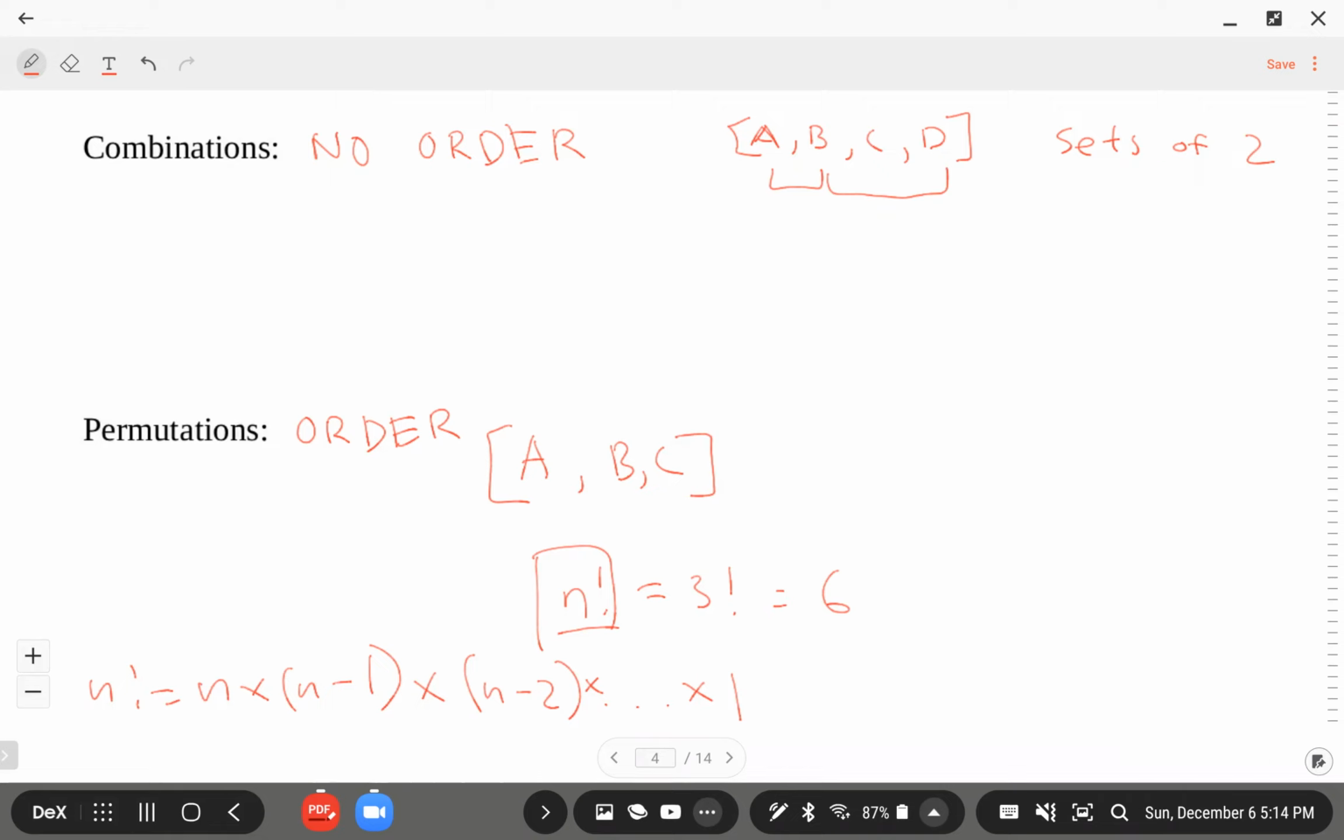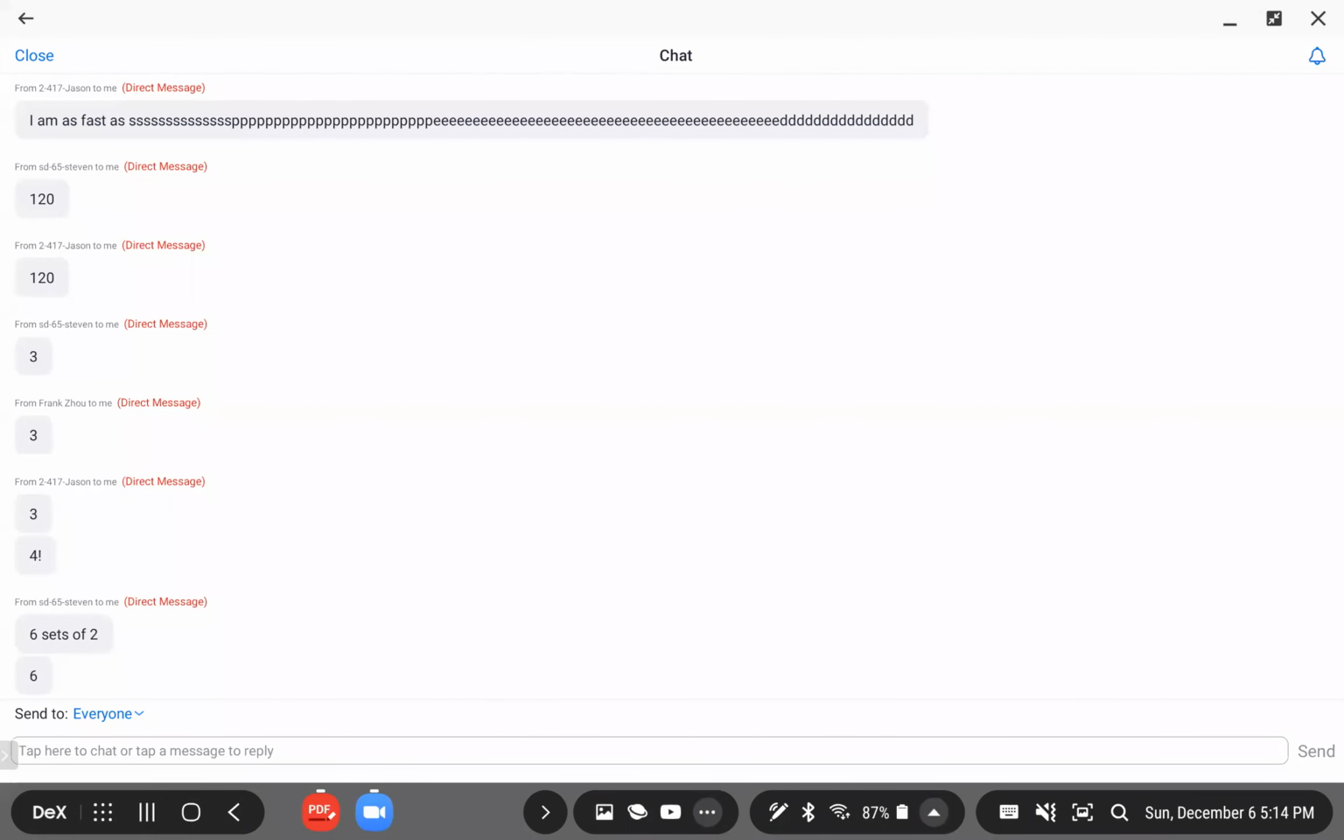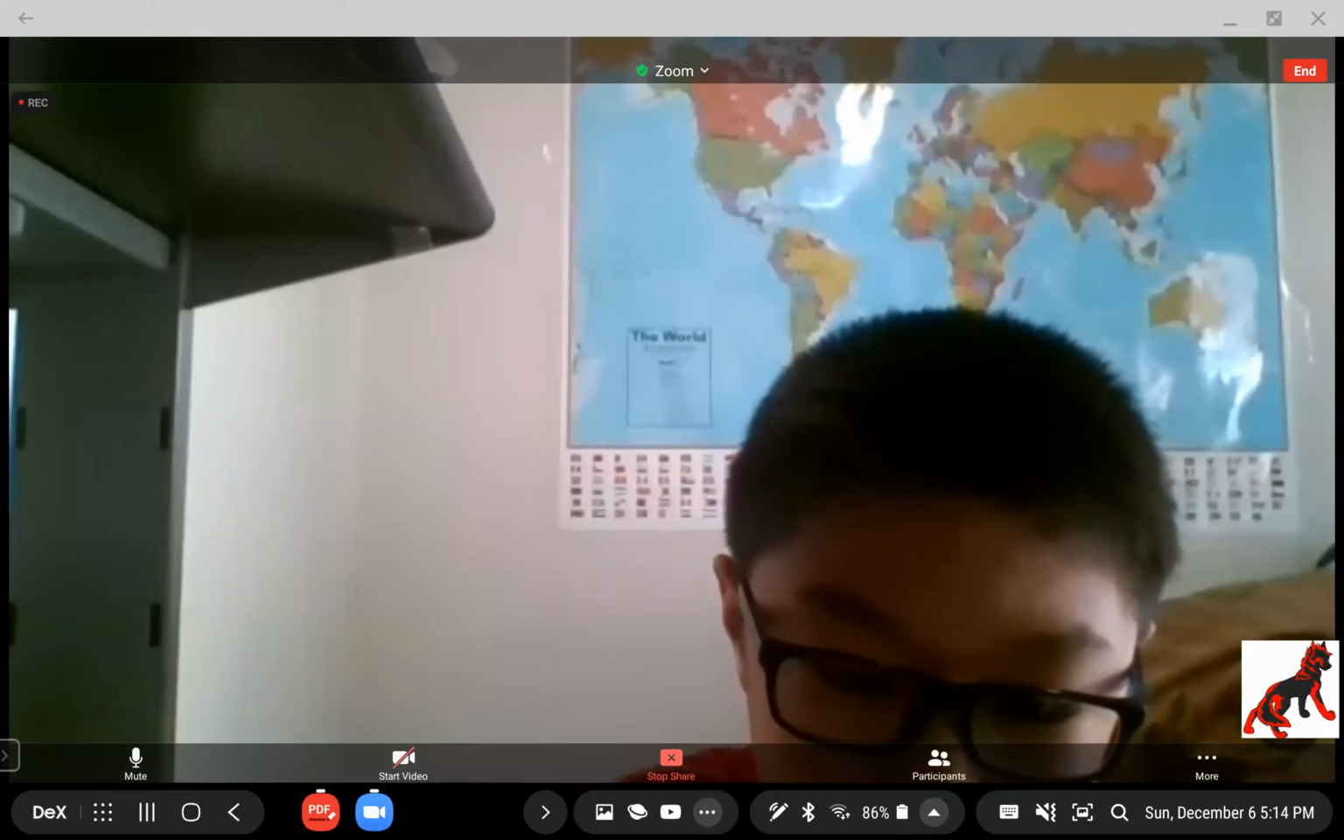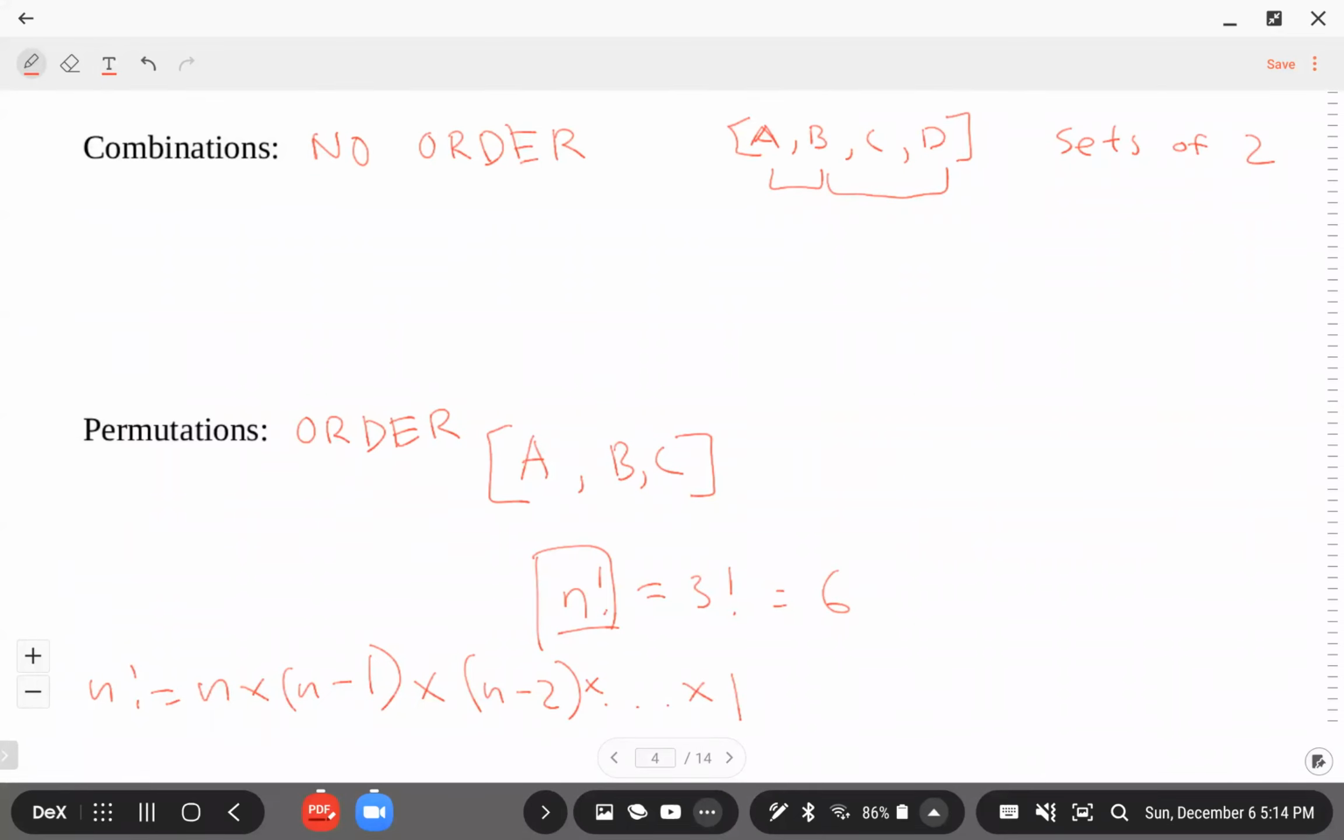So how do we figure this out? How many sets of 2 are there in this specific set? Does anybody remember our combination formula from last class? Steven says 6 sets of 2. Very good. Very fast answer. Now let me see if that's correct. I'm going to explain this combination formula first before we check the answer.